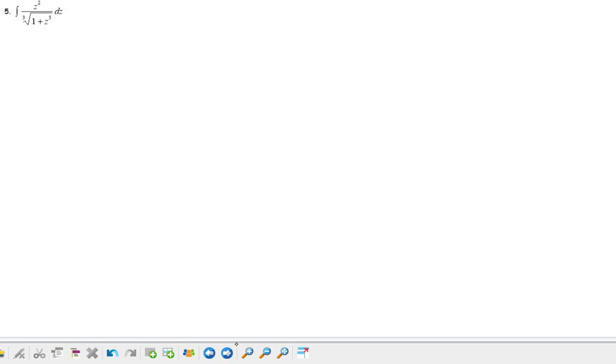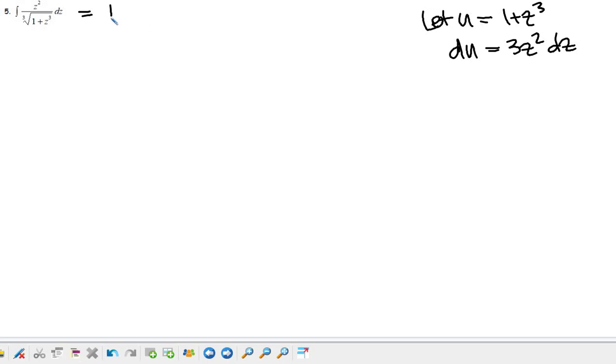Okay, so again, we kind of have that same thing. We have a radical and we have a higher power, so it's very likely that that's going to be our u. So I'm going to let u equal 1 plus z cubed, which means du is 3z squared dz. Convenient because we have the z squared, so all I need is a 3.